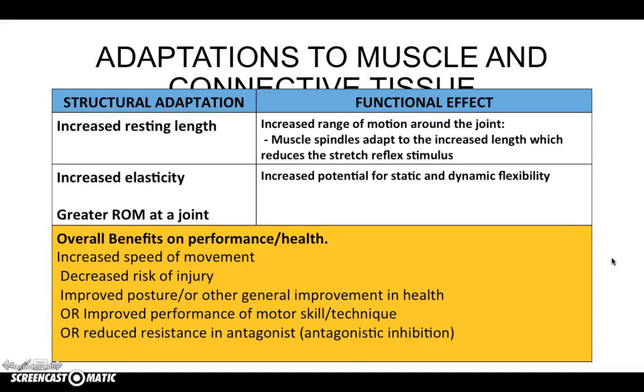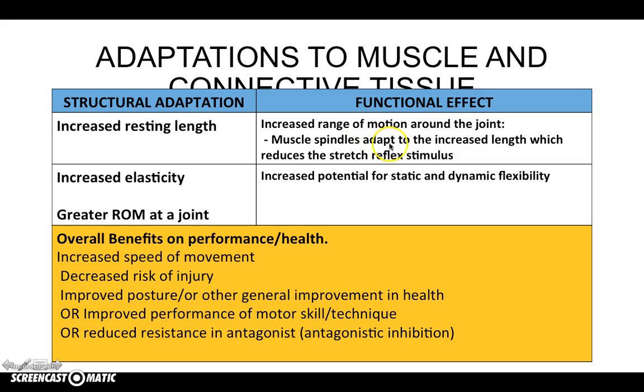So adaptations to muscle and connective tissue. Structural adaptations, we get an increased resting length of the tissue, increased elasticity, and a greater range of movement at the joint. These are the structural adaptations that we receive from doing these types of training methods we've just gone through. Functional effect, increased range of motion around the joint.